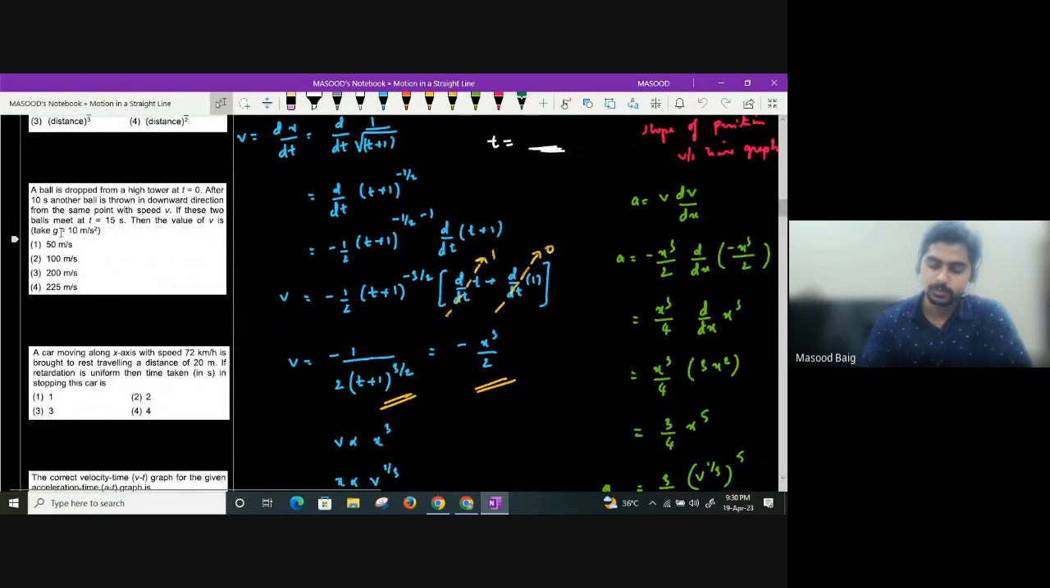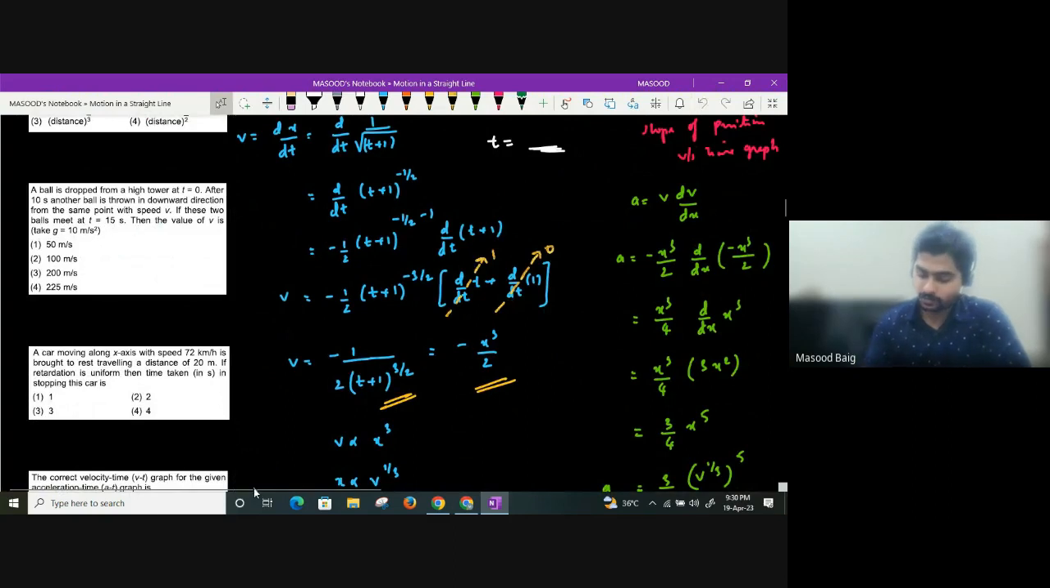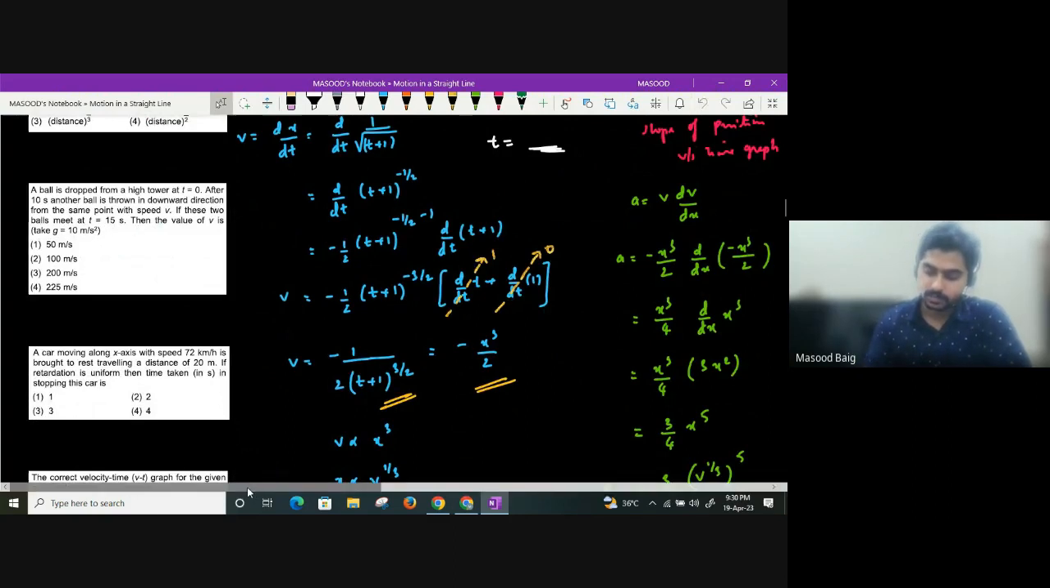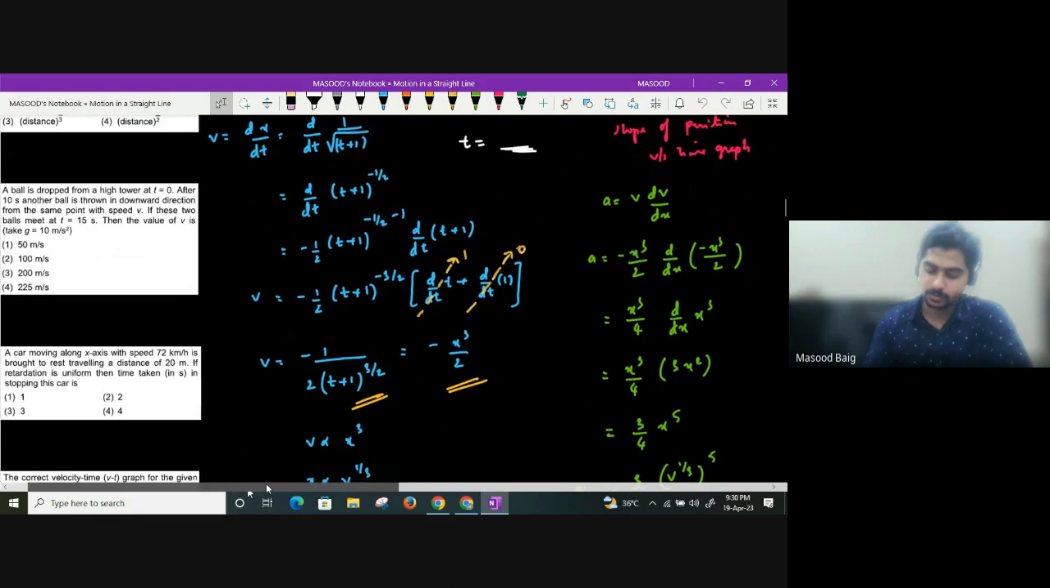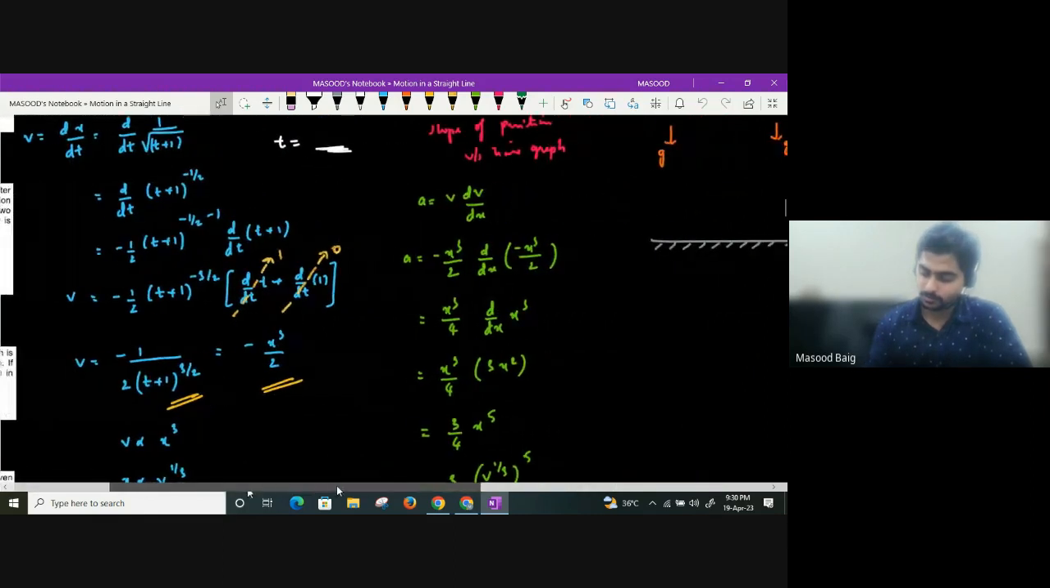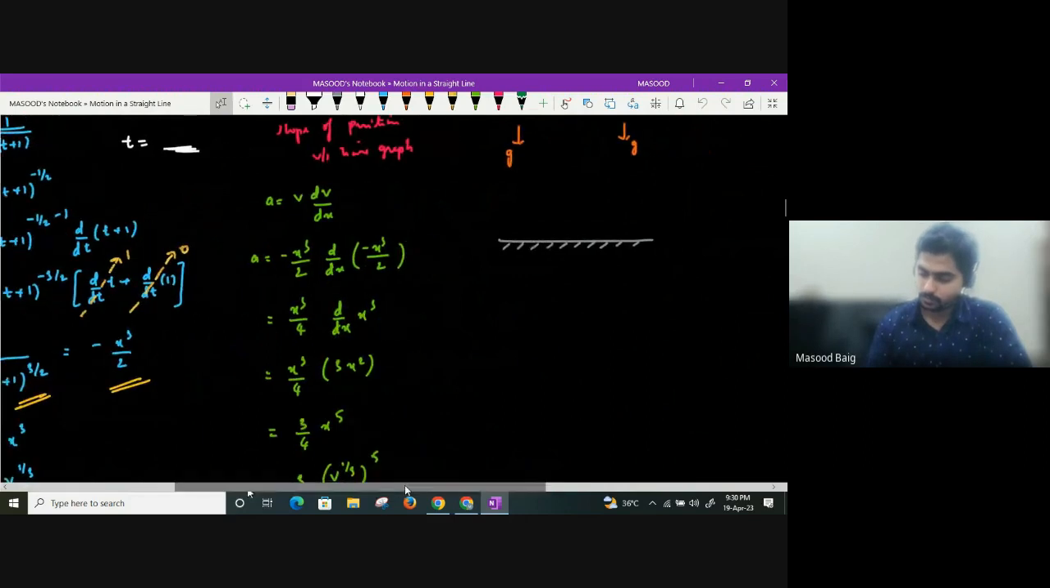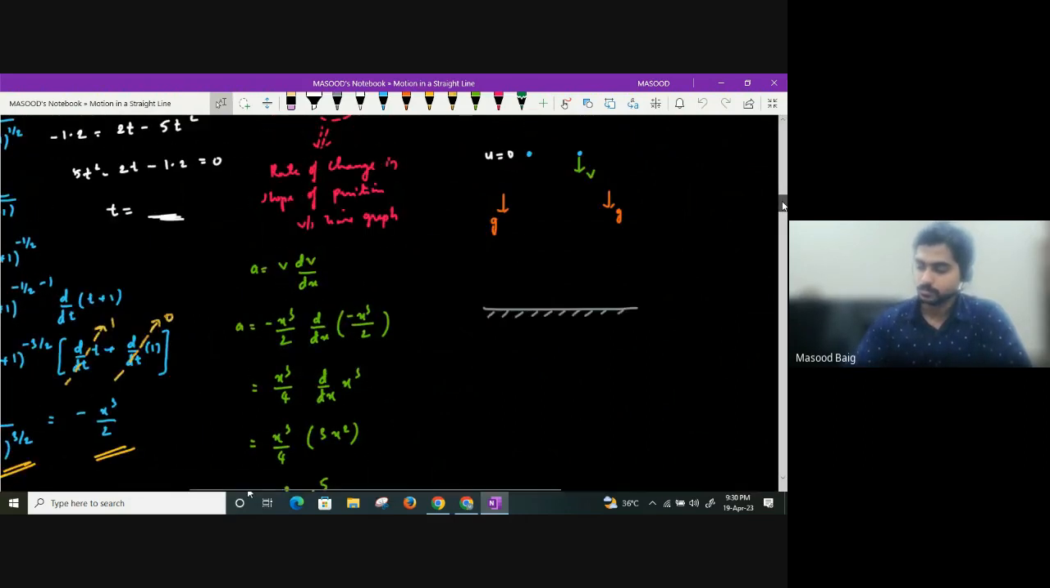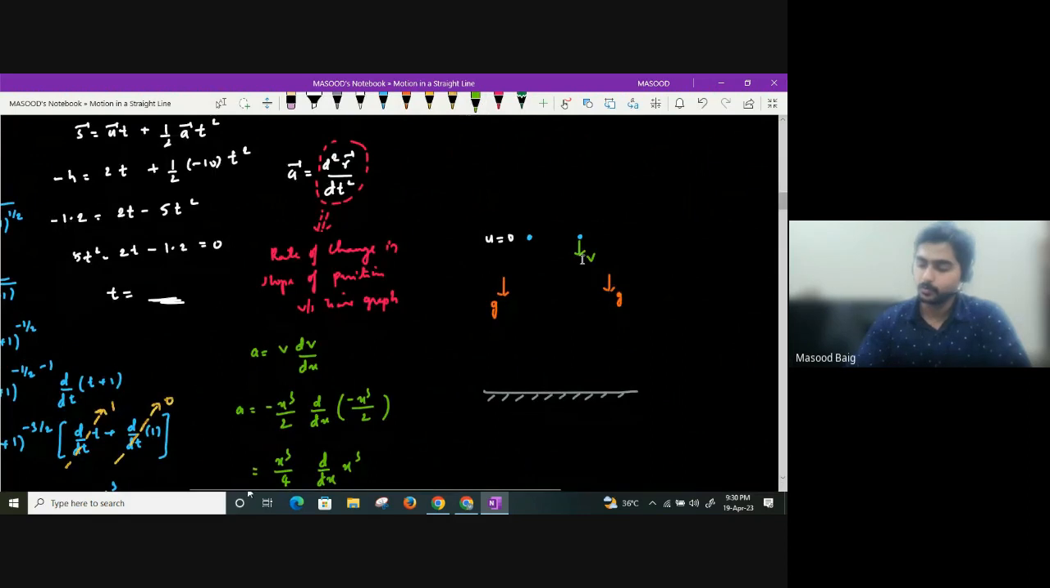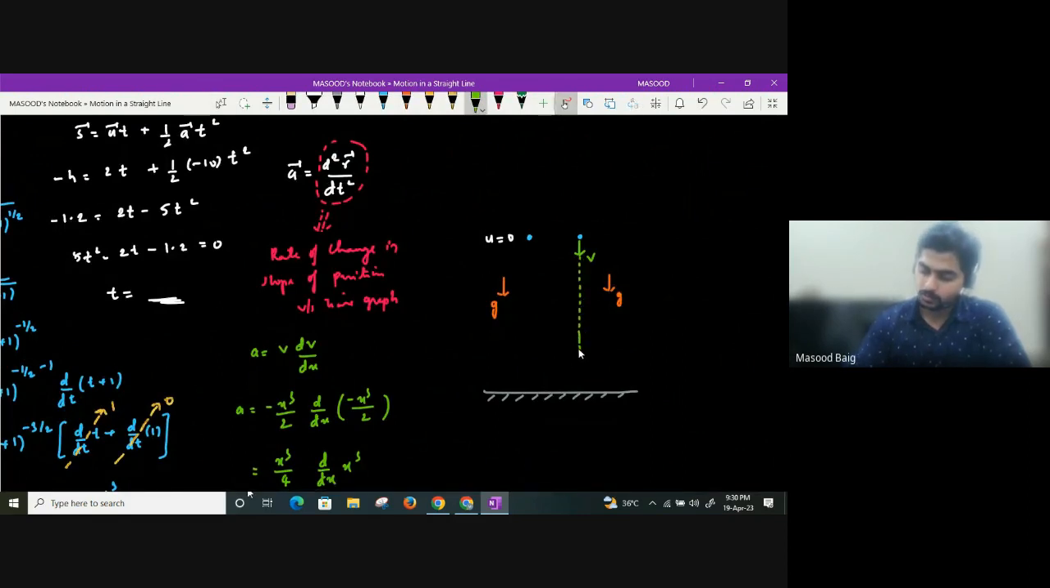If these two balls meet at t is equal to 15 seconds, they are asking what is the value of v. Take g value as 10 meter per second square, guys. So will it be moving down under the effect of gravity only? Yes. So this is released at t is equal to 0, but this is thrown after 10 seconds. Yes or no? Now, if they are meeting at 15 seconds, so what will happen?